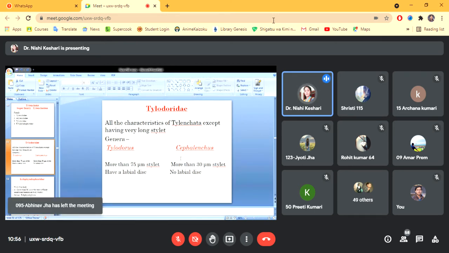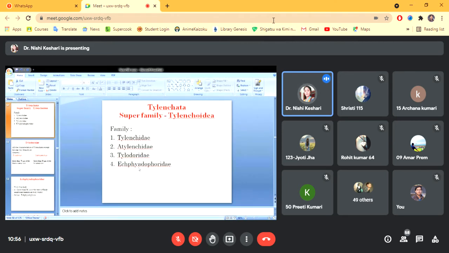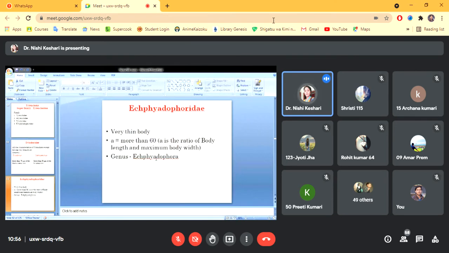What is the major difference between these two? That Tylodorus have more than 75 micrometers stylet and have a lip disc, and Cephalanthus has more than 30 micrometers stylet and no lip disc. Means Cephalanthus have stylet lesser than Tylodorus. Now the fourth one, that is Epiphydophoridae. Epiphydophoridae, they are very thin nematodes. Means they are thin and long nematodes, and the genus is Epiphydophora.